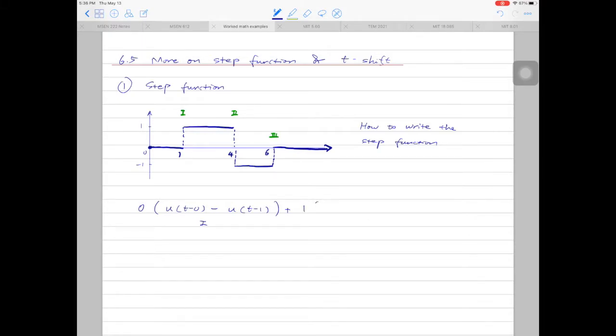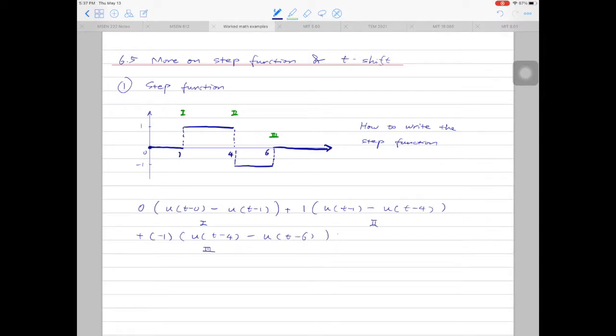For the second transition, it happens between 1 and 4. So in terms of the step function, we write u(t - 1) - u(t - 4). And the last transition happens between 4 and 6. Not surprisingly, the step function will be written down as u(t - 4) - u(t - 6).